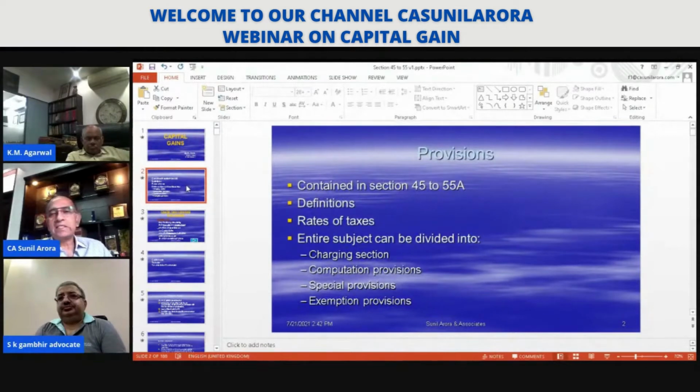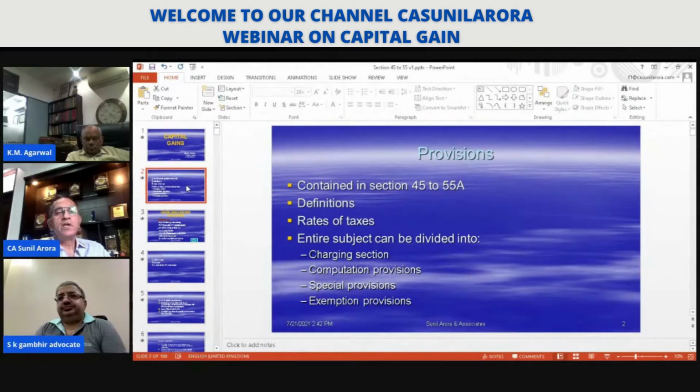Now, as Sunil ji said, the provisions pertaining to capital gains are contained in sections 45 to 55A. All these sections contain the provisions with respect to capital gains. Besides this, obviously, we need to refer to some of the definitions. Rates of taxes are separately provided under section 112, 112A, and all those sections which I'll be referring to later on.